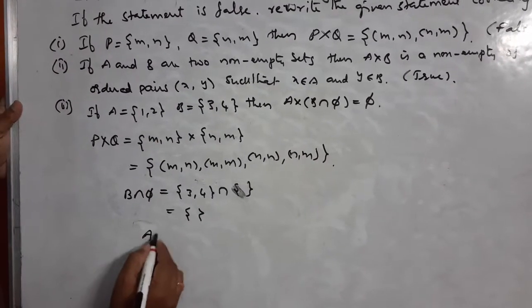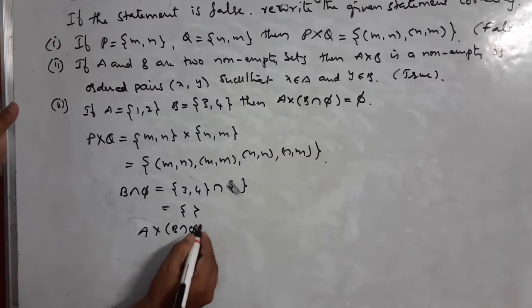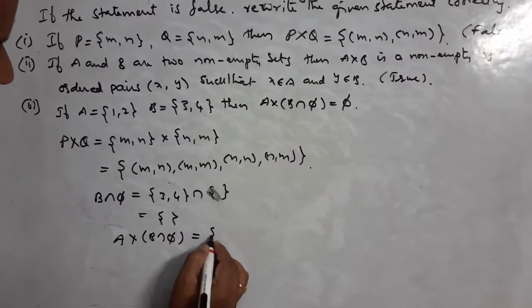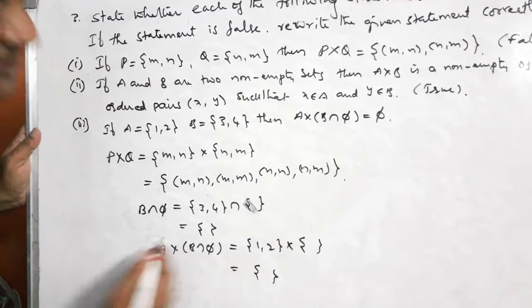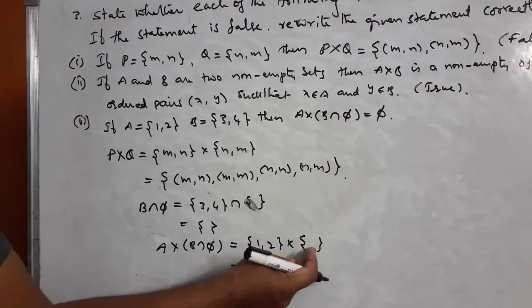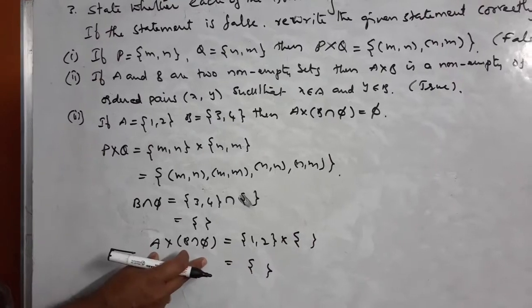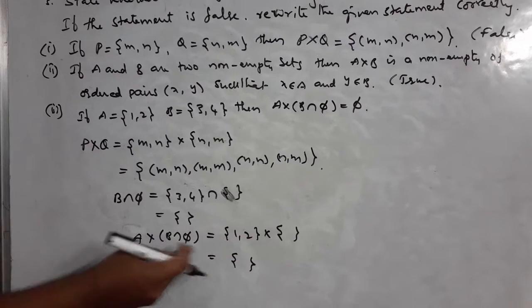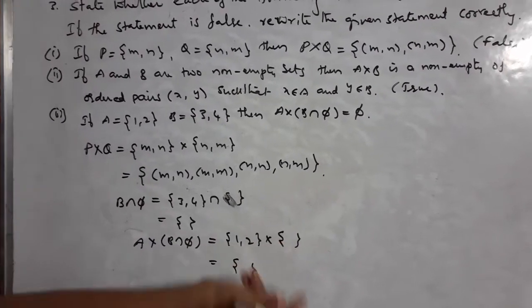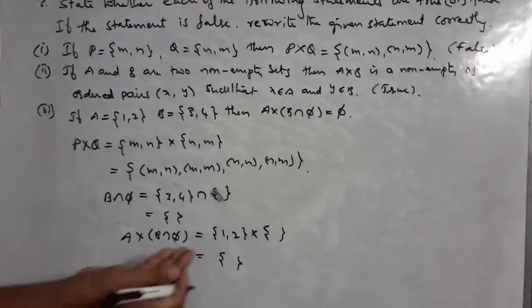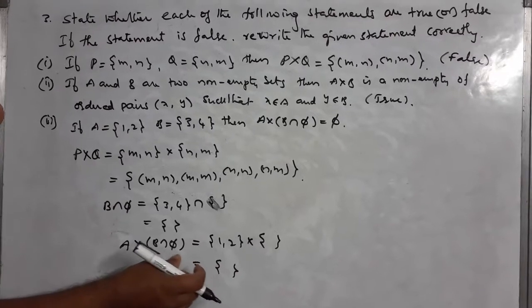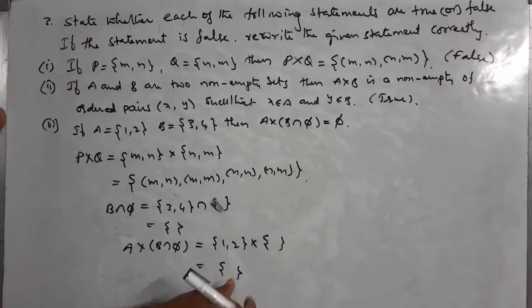Next, again A cross (B intersection phi), what is that? Here A is {1, 2}, cross the empty set. Again you will get the empty set, because there is no element. So what is a cross product? Cross product means you have to take the first element from the first set and the second element from the second set, but the second set does not have any element, so we are not getting any pair. So A cross (B intersection phi) is equal to the empty set, so it is true.